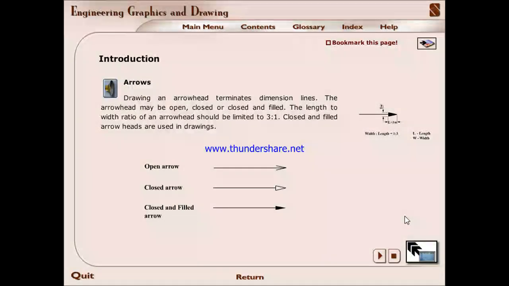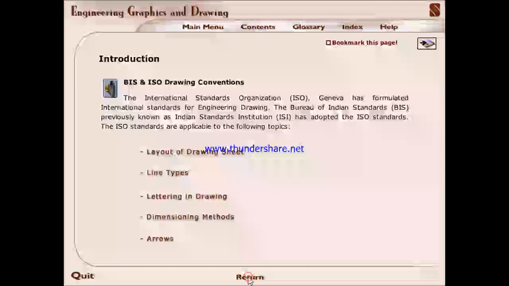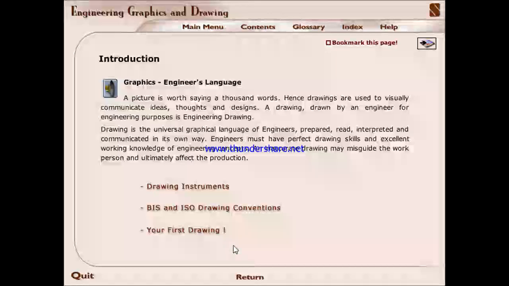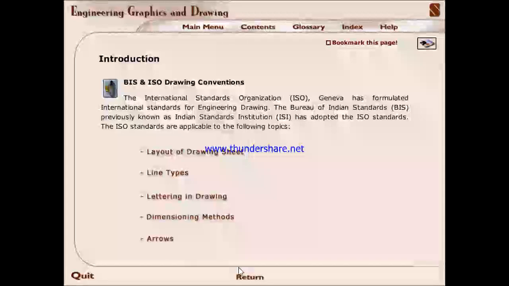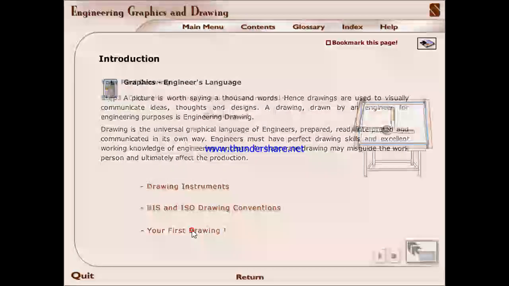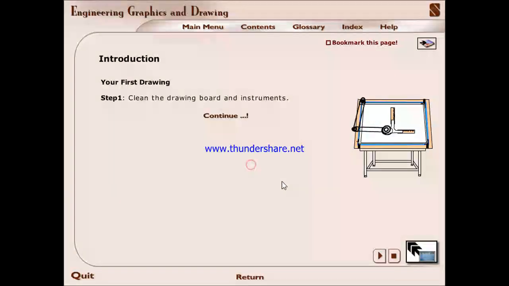So in this way, the open arrow and the closed and filled arrow will be used to represent the drawing. Now let us discuss, before going to drawing, what steps are needed.